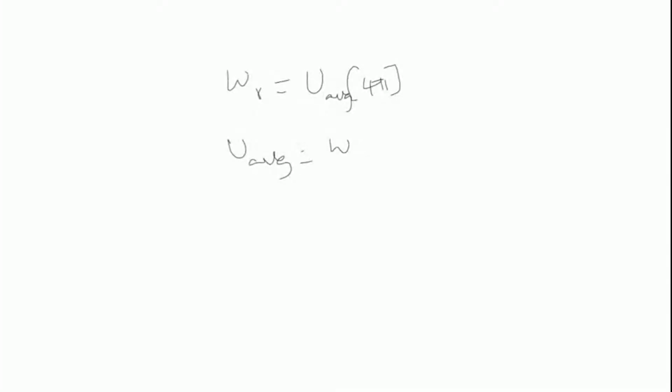we can write WR is equal to U average into 4 pi, that is U average equals WR by 4 pi. This is the relationship between average radiation intensity and radiated power.